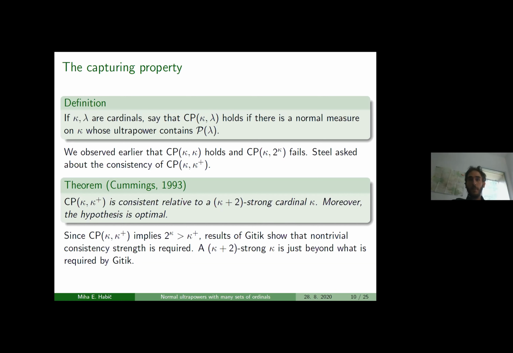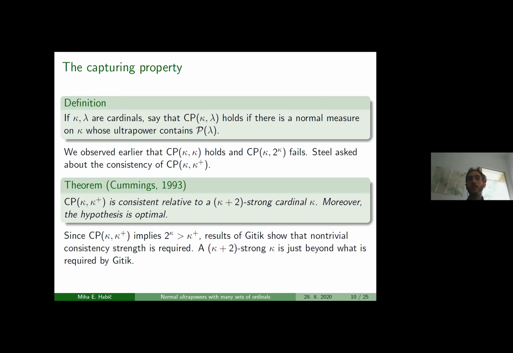Let me maybe comment on the large cardinal hypothesis here. Based on what we said before, this capturing property at kappa kappa plus implies that GCH must fail at kappa, because kappa plus must be smaller than 2 to the kappa for this capturing property to even make sense. And so, having a measurable where GCH fails, results of Gitik then show that we need more than just a measurable to make that happen. And the kappa plus 2 strong cardinal is just a tiny step beyond what Gitik required to get the failure of GCH at a measurable kappa.